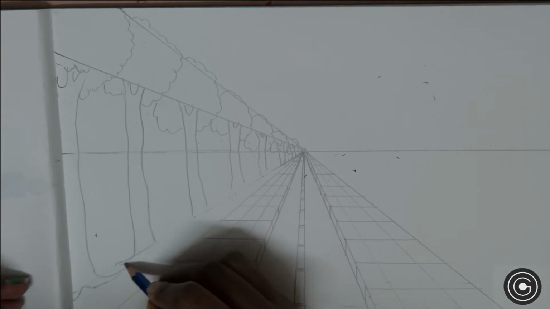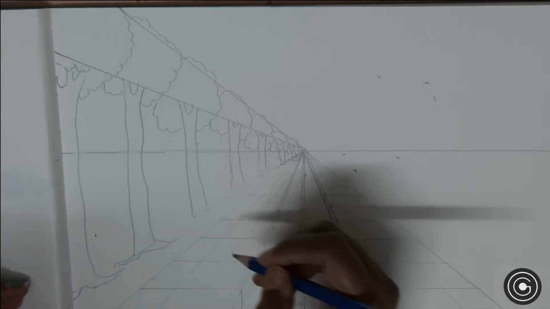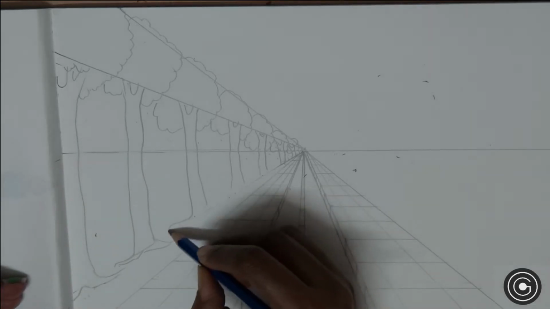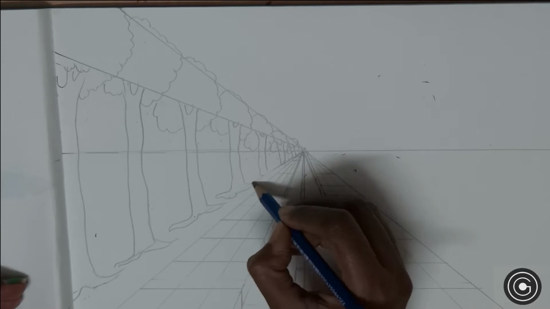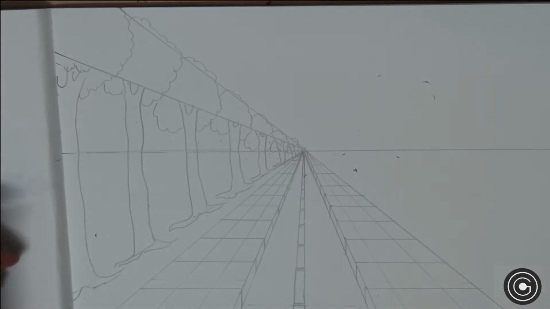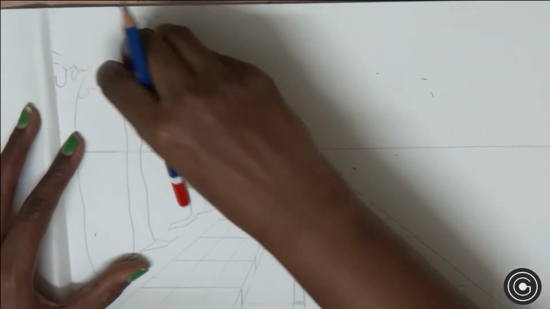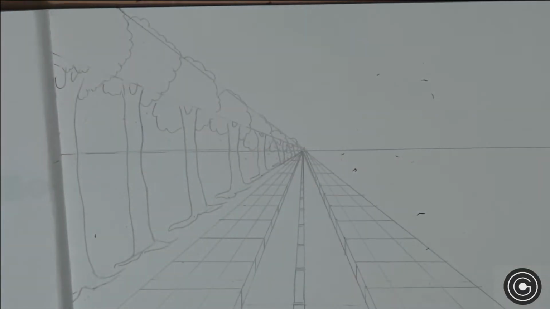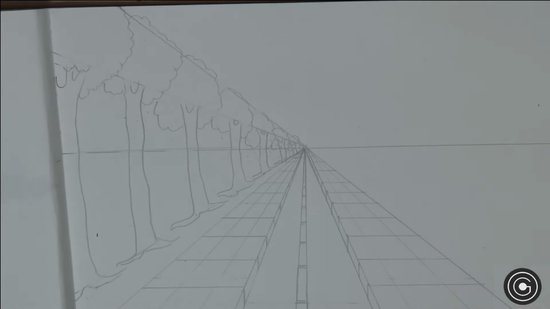Now you can add roots, plants, you can add a paddy field in between the tree and the horizon. That is up to you. Here are the helping lines, the lines that we drew. And keep your picture neat.